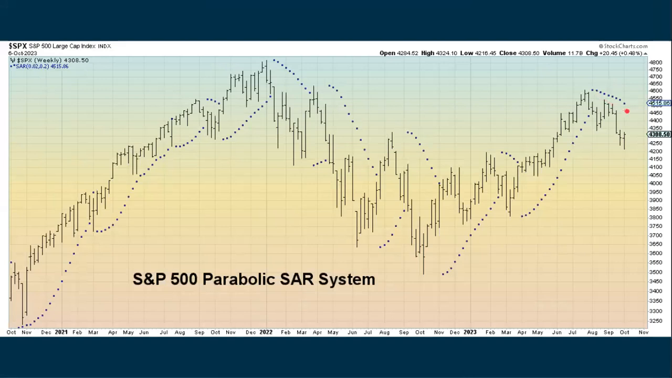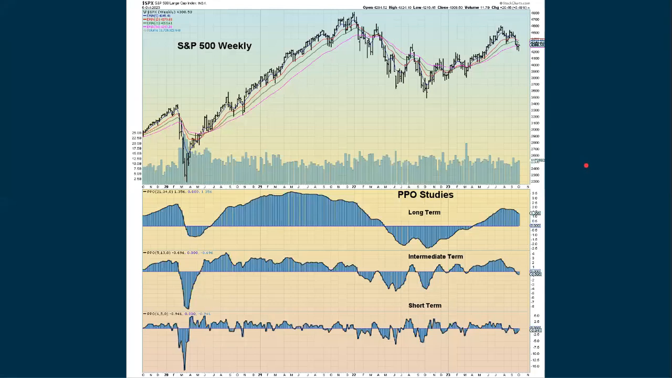We're still negative with the parabolic SAR. After Friday's session, we see a dot underneath, so that typically can be positive for the market. But you have to realize that there's nothing magic in any of these indicators. That's why I use a whole lot of them.